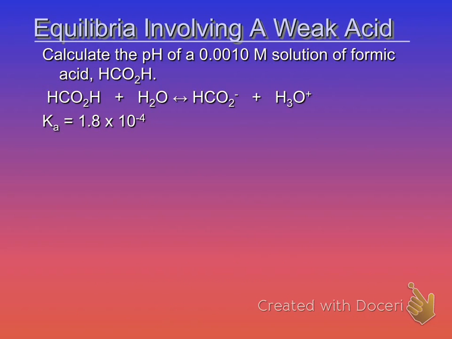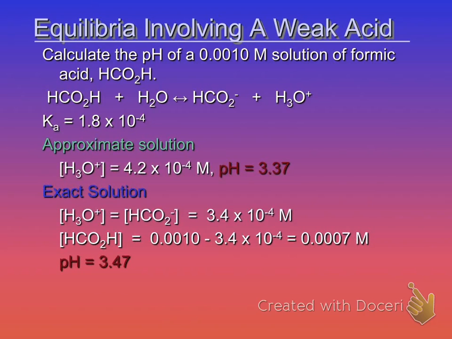Okay, let's try a different one now. This will show us why sometimes we can't use approximation. Let's say we've got formic acid, and we've got a very small concentration of that formic acid. So just 1 times 10 to the negative third. Here is the equation for formic acid, and I've given you the acid dissociation constant as 1.8 times 10 to the negative fourth.